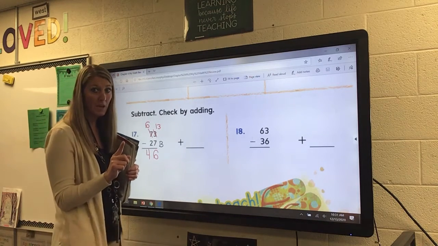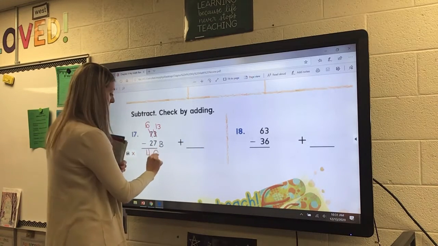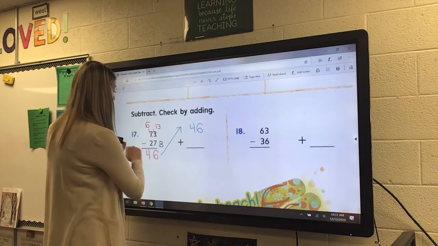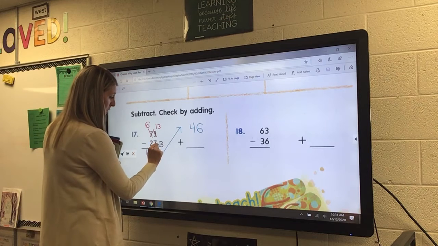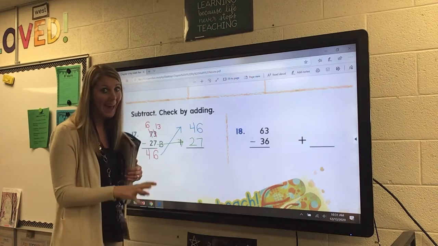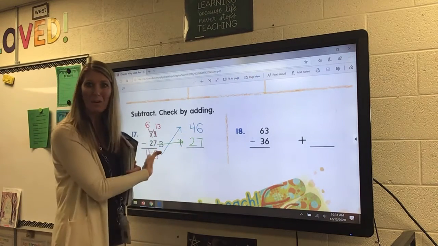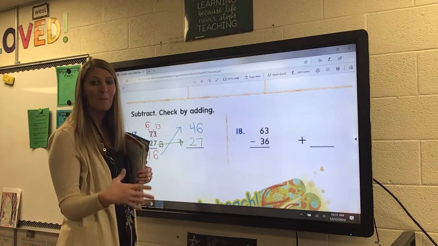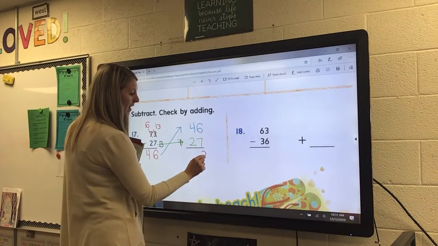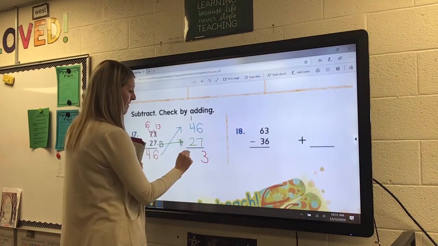Now, this is where I'm going to draw the arrows. And I want you to follow along over there. 46 is going to go up here. And this number goes straight across, 27. So let's add. Now we're adding, guys. So 6 plus 7, well, I know that's 13 because I said that right over here. 6 plus 7 is 13 because 6 plus 6 is 12, plus 1 more is 13. So I'm going to put a 3 there, carry the 1. 1 plus 4 is 5, plus 2 more is 7.